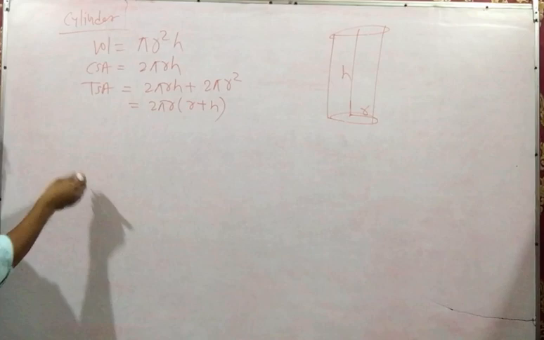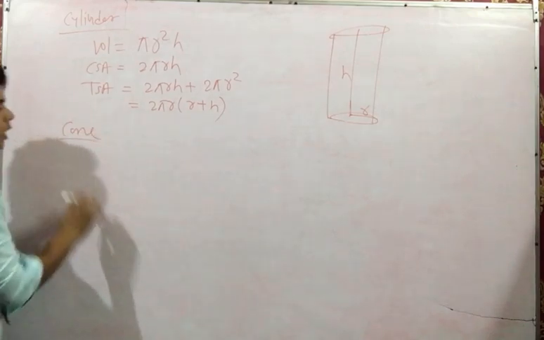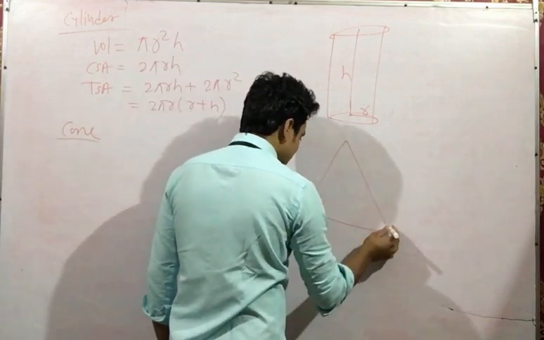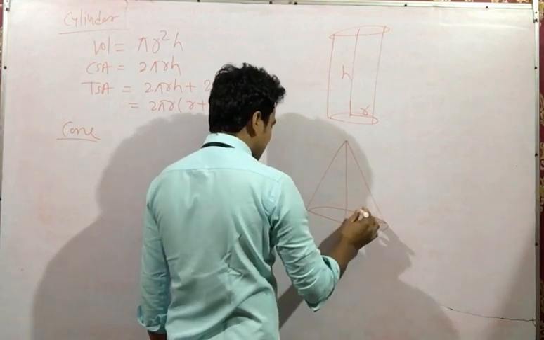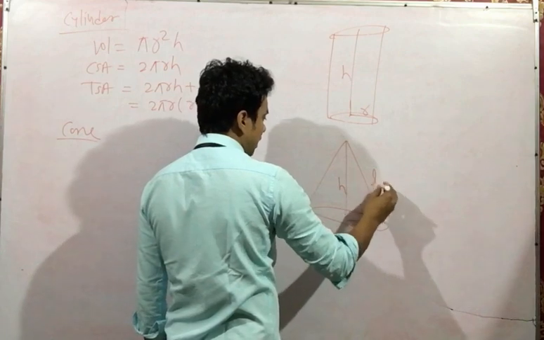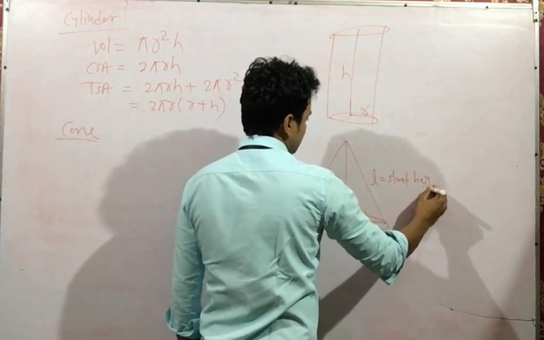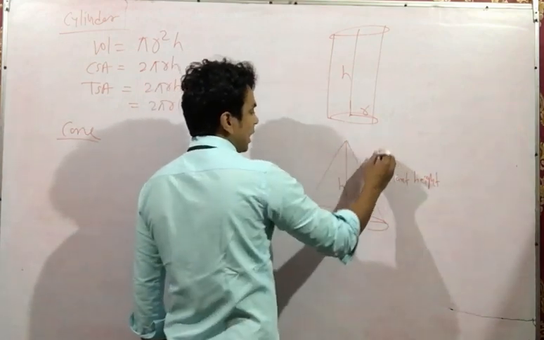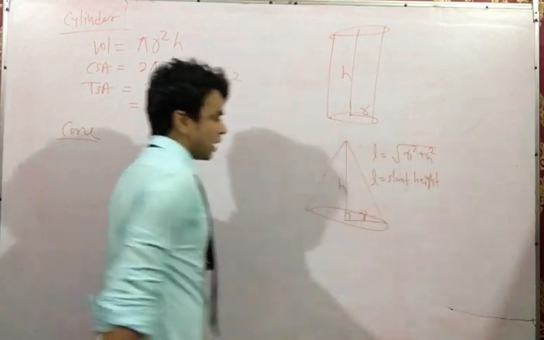After cylinder, the shape is cone. C-O-N-E, cone. How does a cone look? I will not say that. Have you ever seen an ice cream cone and all? You all know. It is R, this is H, this is L. L is slant height. And slant height, it's very simple from the figure, L is how much? It is under root R square plus H square.